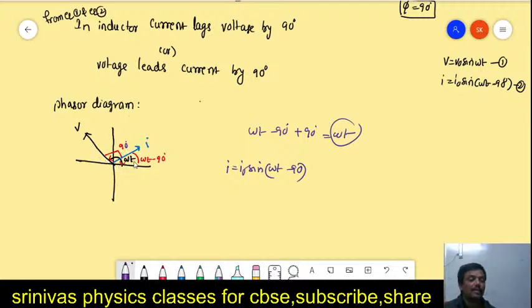Current angle is omega t minus 90. The current is back of voltage while rotating in anti-clockwise direction. Right? That we say that the current lags voltage by 90 degree.